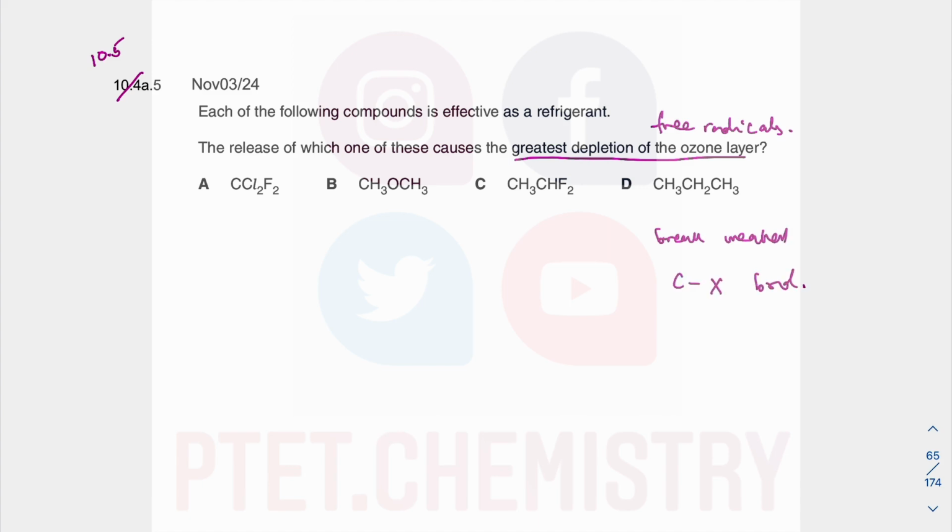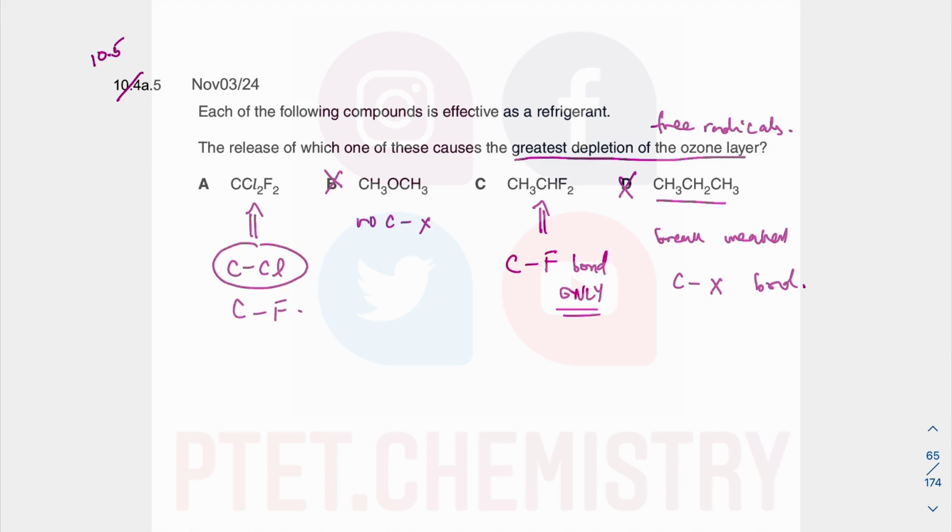Alright, so here we have no CX, so it will not deplete ozone layer. Alright, here we also have no carbon halogen bond, so it will not deplete ozone layer. Here you have a carbon halogen bond, but you have CF bond only. Of course, you also have CH and CC, but we're looking at carbon halogen bond because we want to generate the free radical, species with unpaired electron. Here you have CCl and CF.